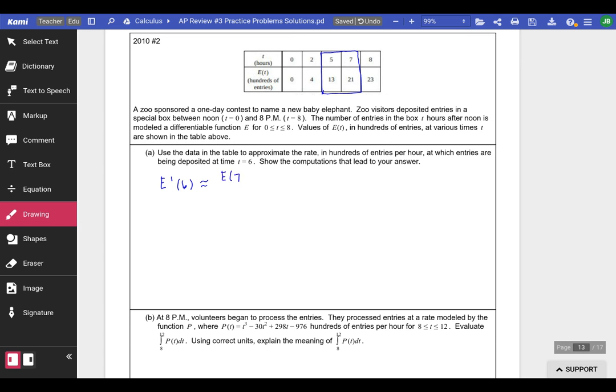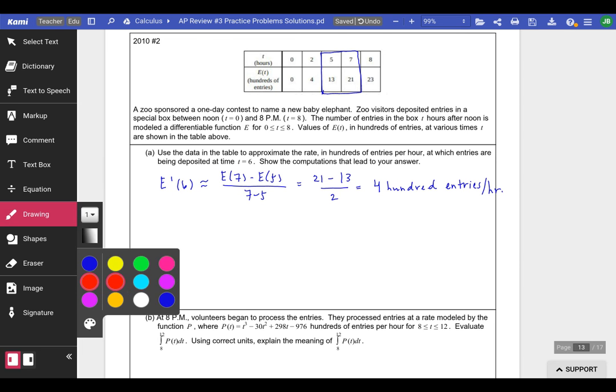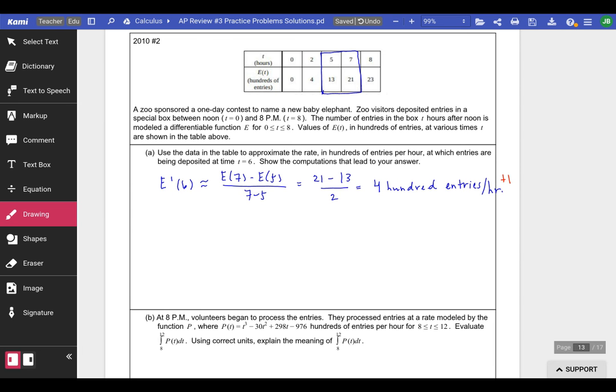So we'll take E of 7 minus E of 5 over 7 minus 5, or 21 minus 13 all over 2, which is 8 over 2, or 4. Since my units are hundreds of entries, we really have 400 entries per hour. That's all we had to do there, just estimate that derivative. That was a 1-point piece of the question.